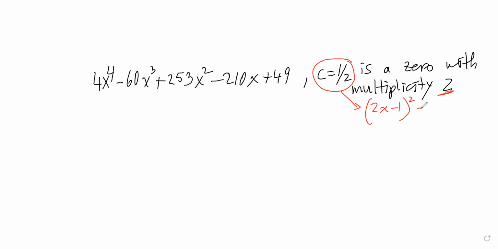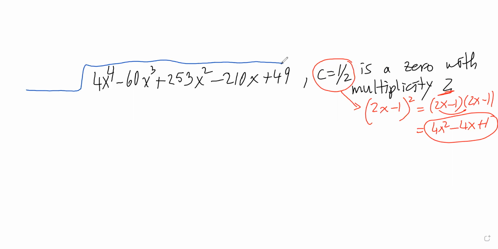In fact, we can just write it like this: (2x minus 1) squared, and then multiply this out. So 4x squared, you just FOIL it, minus 4x plus 1. This will be the divisor. It's a factor, so it will be a divisor of the polynomial. So let me just put that over here since I have already written the polynomial here.